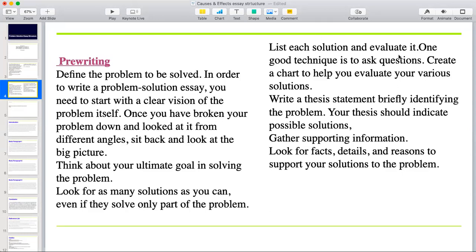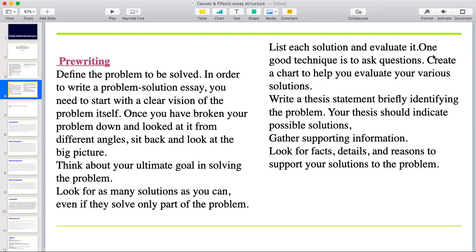List each solution and evaluate it. It's very important to evaluate it so that when you're writing, you are going to tell me what are the advantages and the disadvantages of every solution. So solution 1 is going to have more disadvantages than advantages. Solution 2 is going to have more disadvantages than advantages, but solution number 3 is going to have more advantages because this is the best solution from your own point of view.